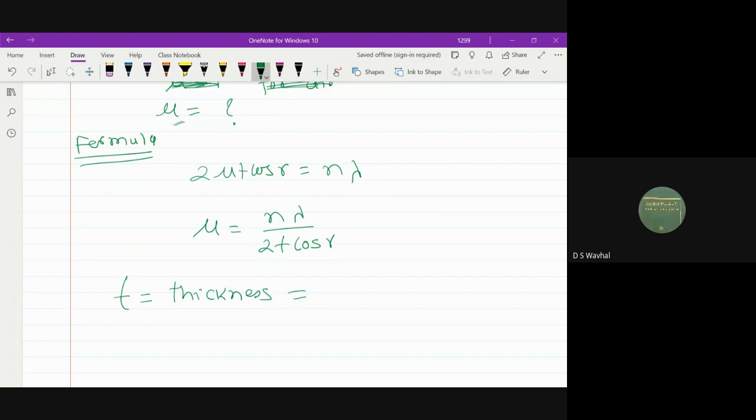So thickness is volume by area. So 0.2 centimeter cube, the volume of the drop, spreads uniformly on the area of the water surface, which is 100 into 100 centimeters square. So this you get around 2 into 10 to the power minus 5 centimeter. Okay, so this is the thickness. Thickness is volume upon area. So we got the thickness.